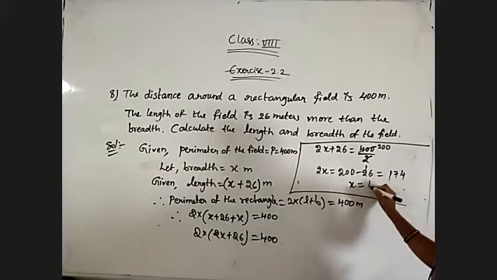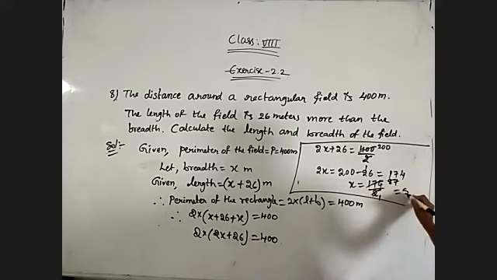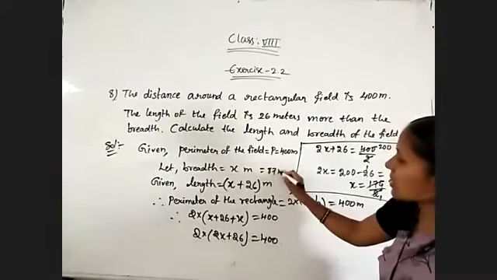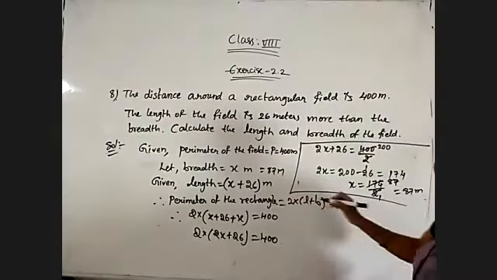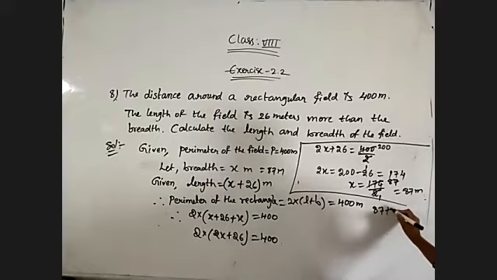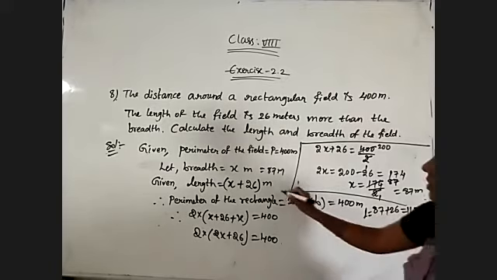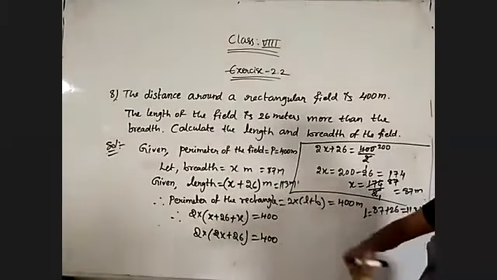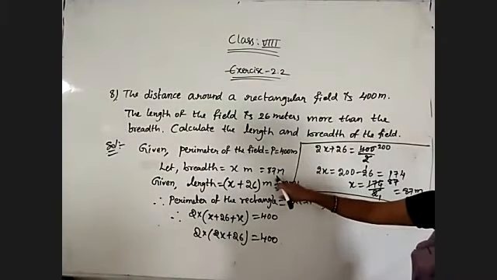Then x will be equal to 174 by 2. 2 ones are 2, 2 8s are 16, 2 7s are 14. So 87 meters. Breadth of the field is equal to 87 meters. x is equal to breadth. x plus 26, that is 87 plus 26. How much will you get? That is equal to length. So 6 plus 7, 13. 3 plus 8, 11. 113 meters, which is equal to 113 meters. If you have any doubt, add these two: 113 plus 87.